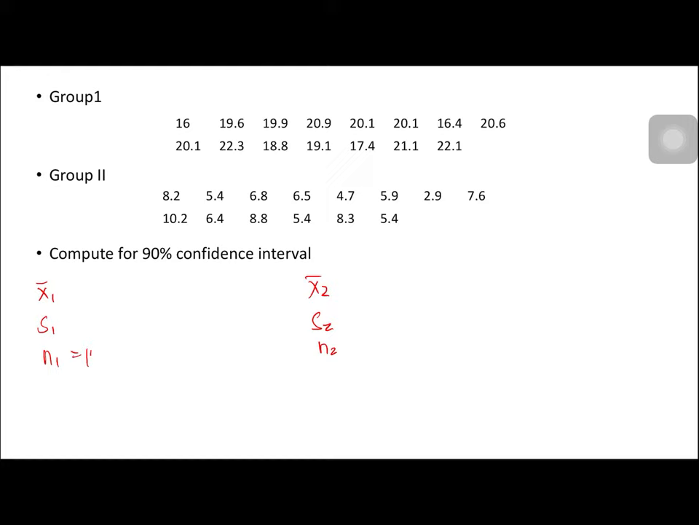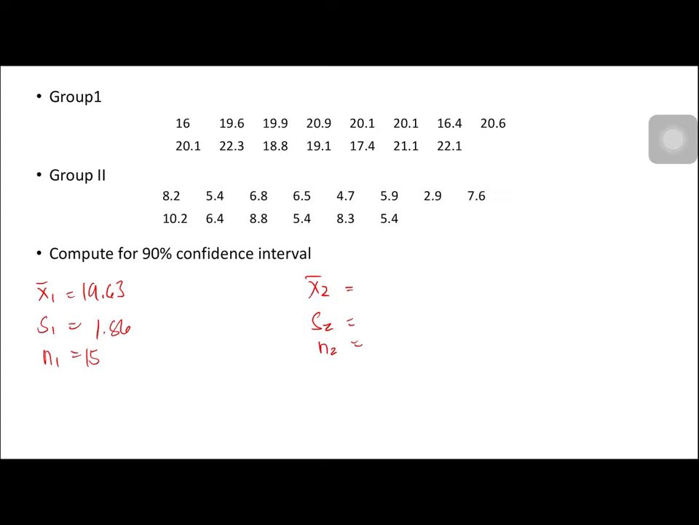Okay, so what is our mean and standard deviation? So for the mean, we have there 19.63 and our standard deviation is 1.86. Okay, so for group 2, let us again get the mean.